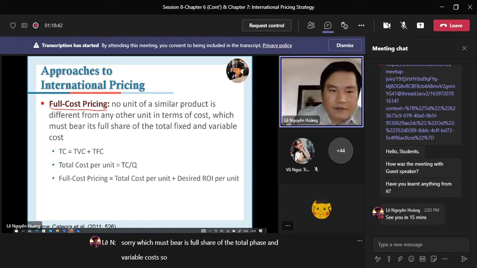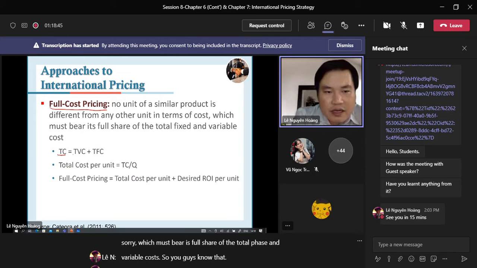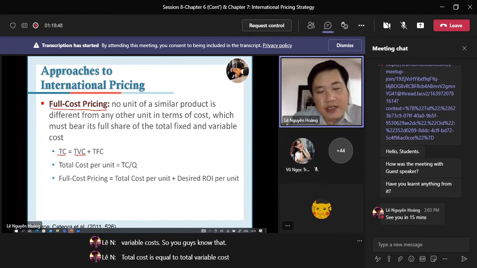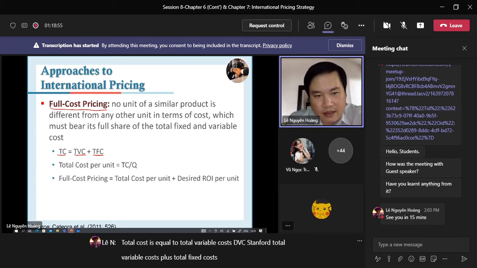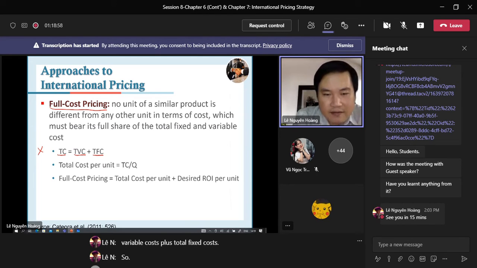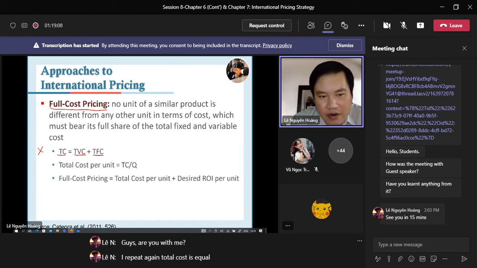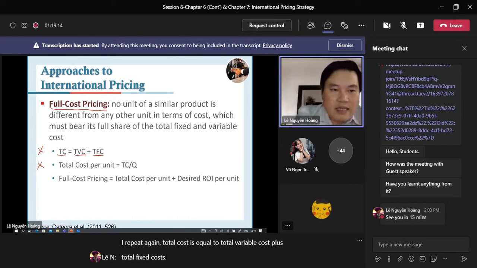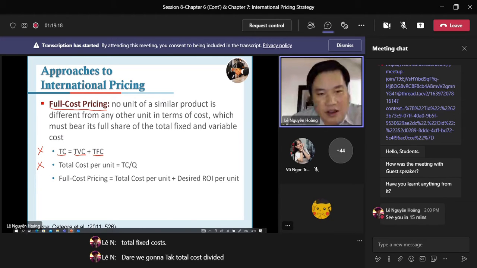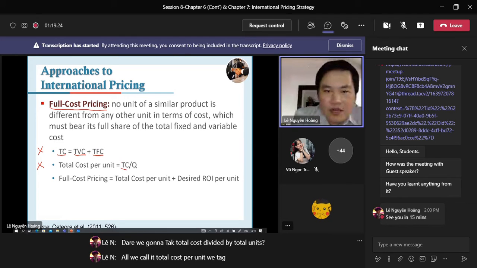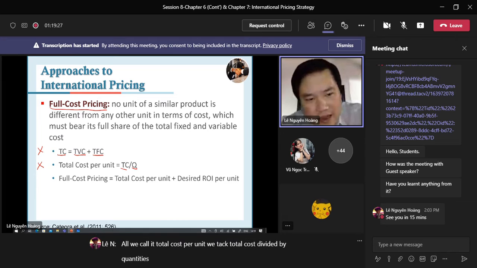You know that total cost is equal to total variable cost, TVC, plus total fixed cost. Is it clear here? Guys, are you with me? I repeat again, total cost is equal to total variable cost plus total fixed cost. Then we take total cost divided by total units, or quantities, and we get total cost per unit.